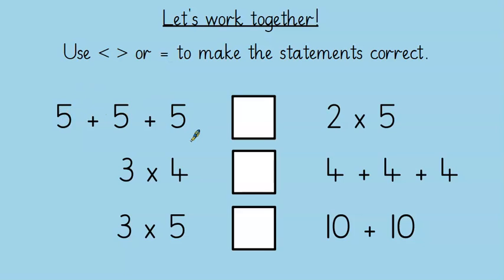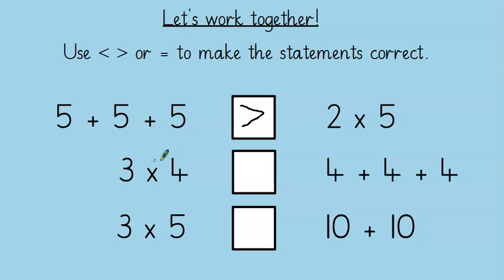5 add 5 add 5 is less than, more than, or equal to 2 times 5. Well, 2 times 5 would be 5 2 times. And here I've got 5 1, 2, 3 times. So that means I've definitely got more than what I've got here. 5 add 5 add 5 is more than 2 times 5.